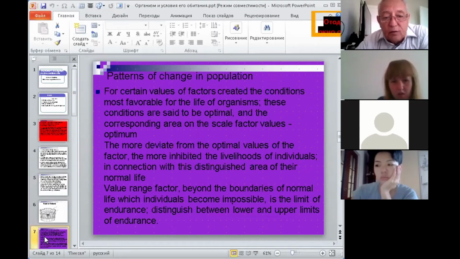The more the factor deviates from the optimal values, the more inhibited the livelihoods of individuals become. In connection with this, an area of their normal life is distinguished. The value range of the factor beyond the boundaries of which normal life becomes impossible for individuals is the limit of endurance. The lower and upper limits of endurance are distinguished.